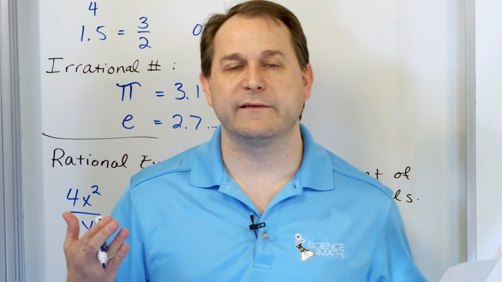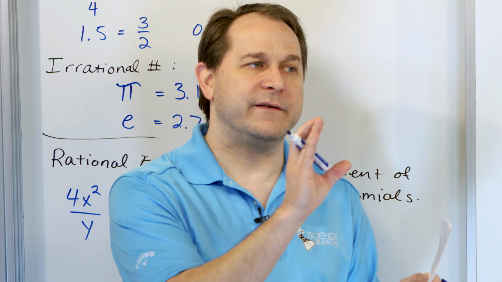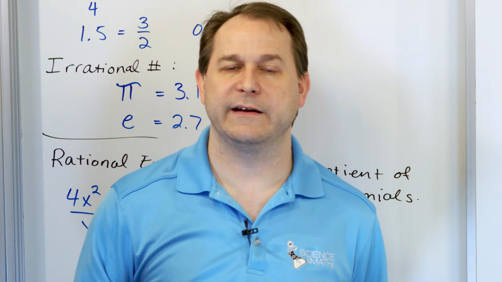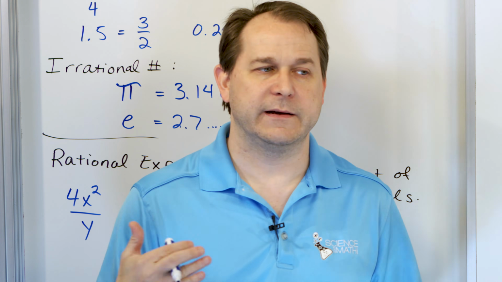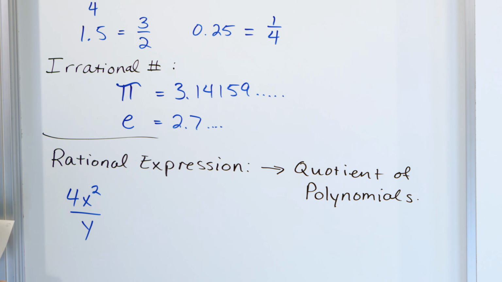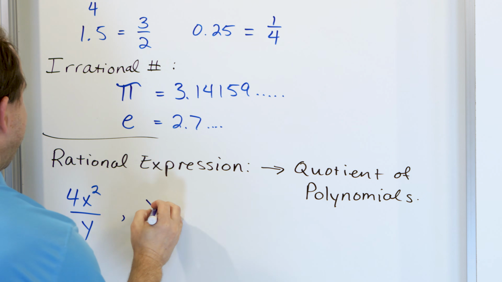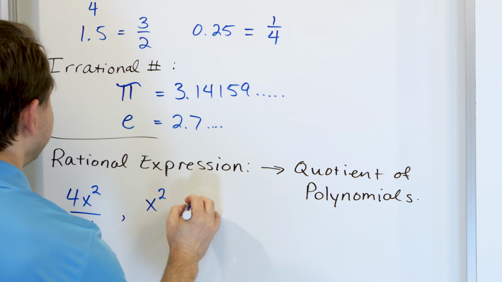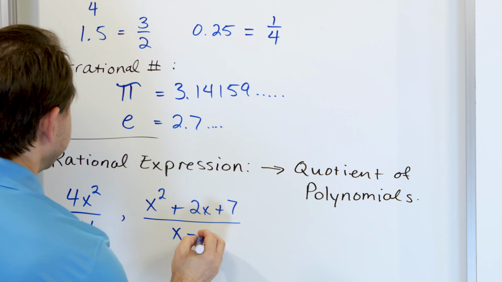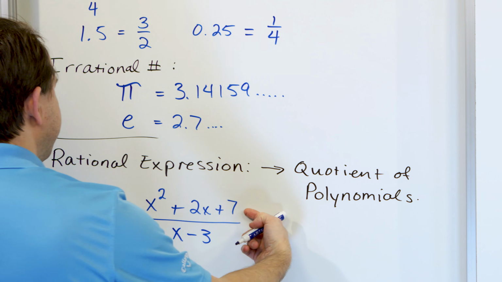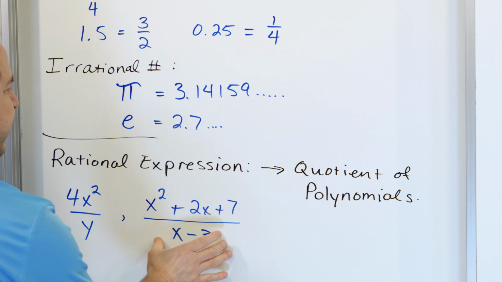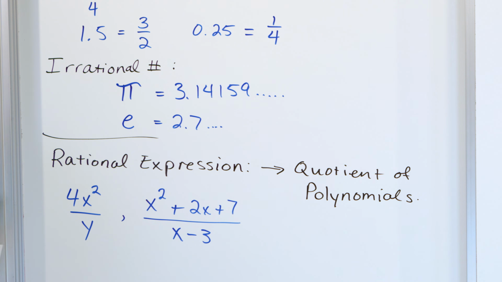But if it can be written as a polynomial, which as you know is powers of x in descending order or powers of y in descending order, if you could write them as a quotient or the division of two polynomials, then it's what we call rational. Another example would be x squared plus 2x plus 7, all divided by x minus 3. This is a polynomial in the top, and this is a polynomial in the bottom. So this is a rational expression.